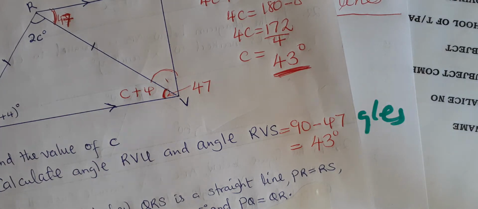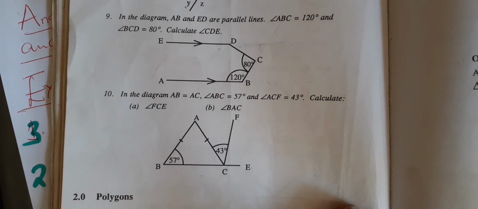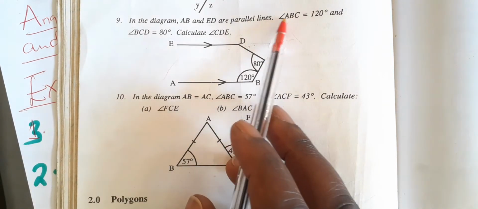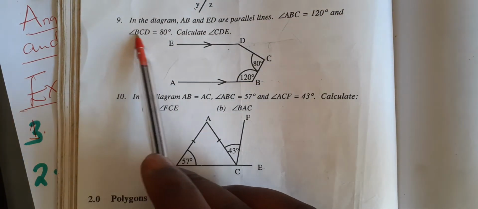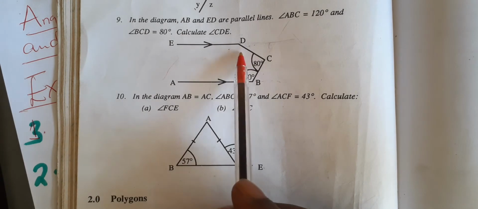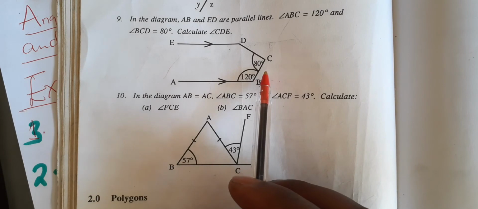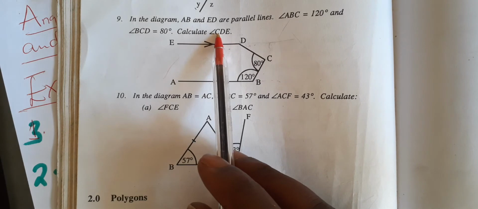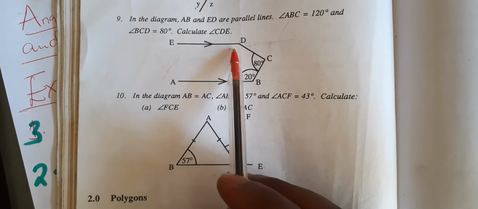Okay. Let's do the last example. Okay, so let's read question 9. In the diagram, AB and ED are parallel lines. This is a symbol for angle. Angle ABC is 120 degrees and angle BCD is 60 degrees. Okay. So let's pay attention to this question here. So we want to find now angle CDE, this angle here. How do we find this angle here?